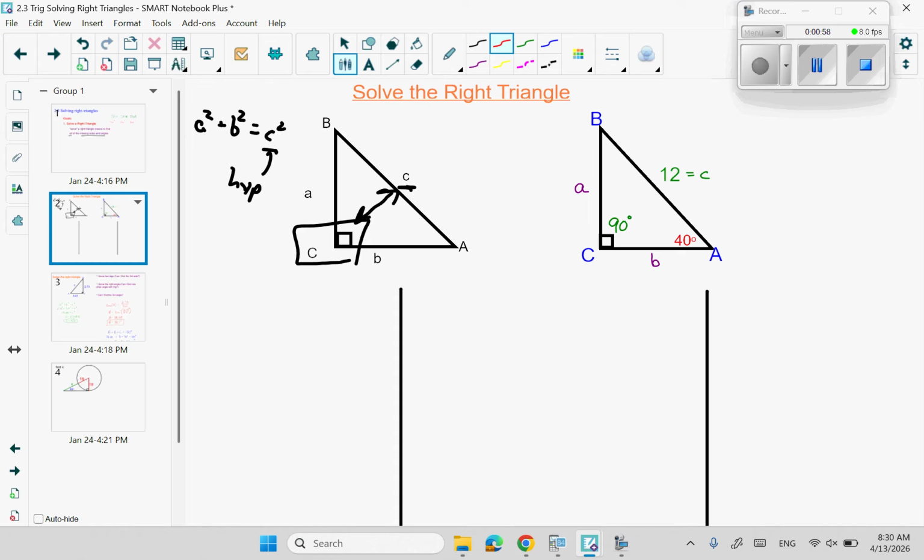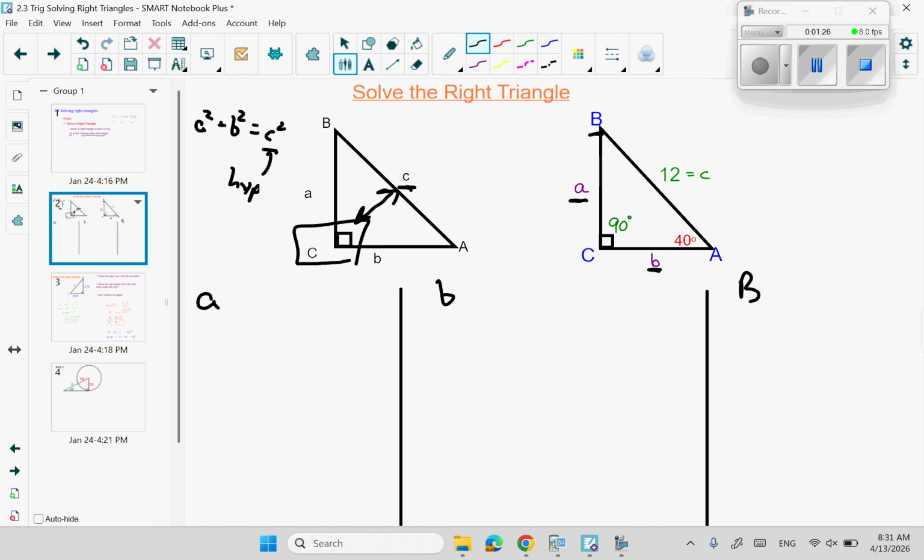So over here, we know that little c is 12, we know that big A is 40, and we know that big C is 90. Now, knowing this, again, means we need to find the three missing pieces. Well, which three pieces do we not know? We don't know little a, we don't know little b, and we don't know big B. So those are the three pieces we are going to solve for.